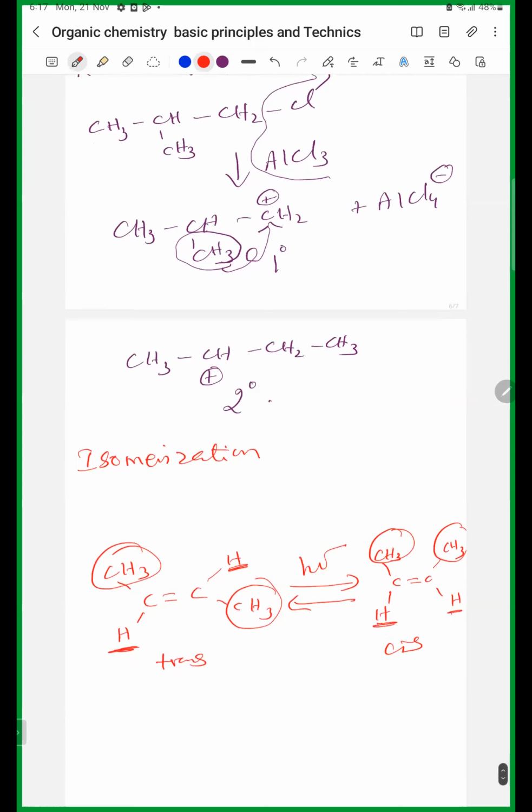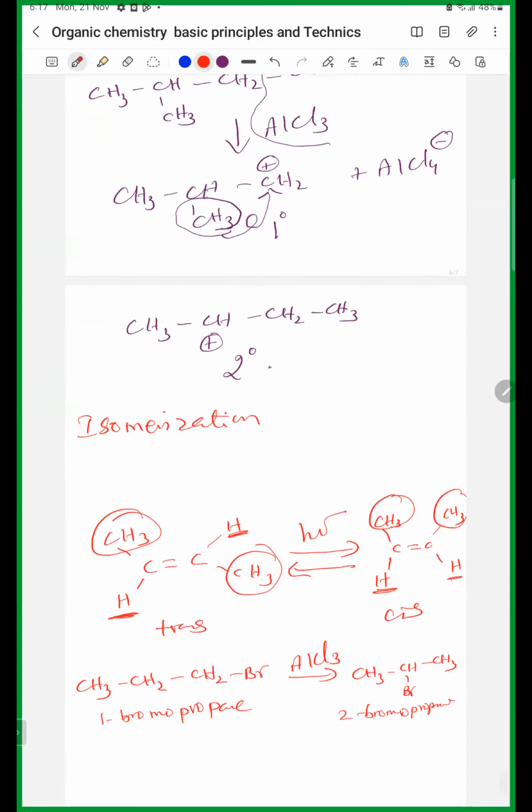Or otherwise, you can take 1-bromopropane, CH3, CH2, CH2, Br. In the presence of AlCl3, it can be converted into CH3, CHBr, CH3. So it can be converted to 2-bromopropane. Then it is called an isomerization reaction.